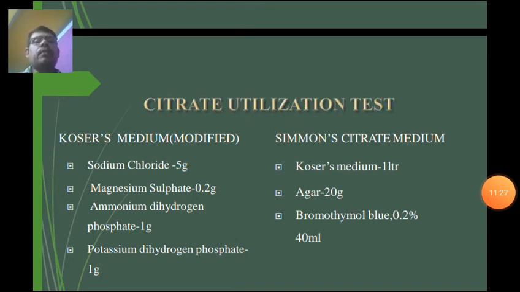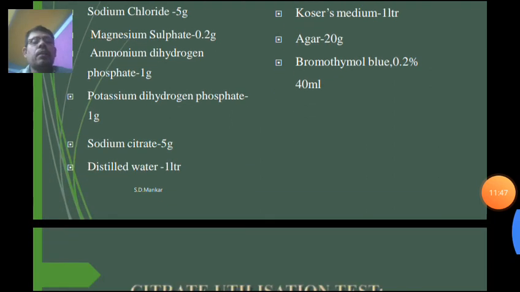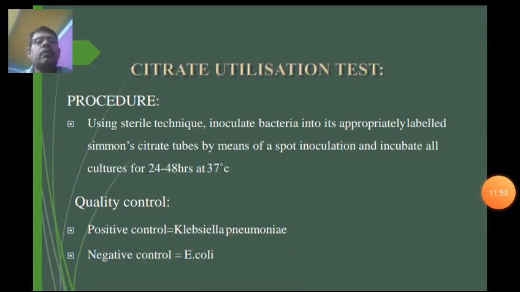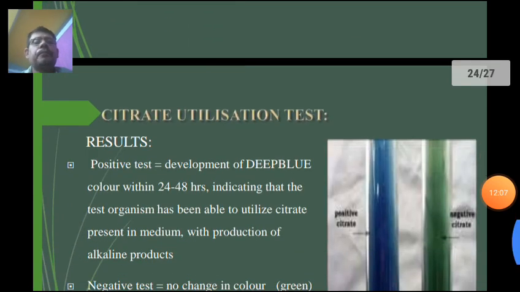In case of Simmons citrate medium, the reagents are sodium chloride 5 grams, magnesium sulfate 0.2 grams, ammonium dihydrogen phosphate 1 gram, potassium dihydrogen phosphate used as a buffering solution, distilled water 1 liter, agar 20 grams and bromothymol blue 0.2% 40 ml. For the citrate utilization test, using sterile technique, inoculate the bacterium into the appropriately labeled Simmons citrate tube, by spot inoculation at the center. Positive in case of Klebsiella pneumoniae, negative in case of E. coli.